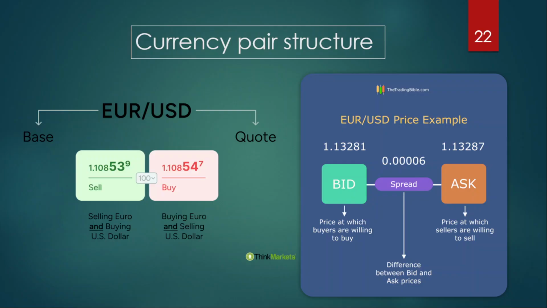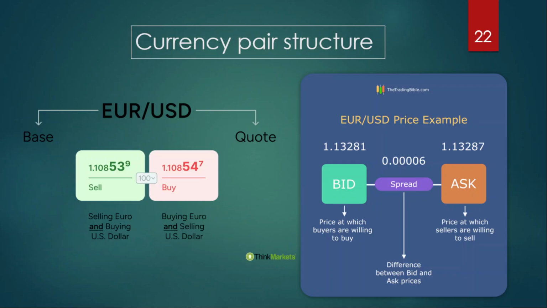These are the important details. When you buy the base currency, you are selling the quote currency. When you sell the base currency, you are buying the quote currency, vice versa. So we said that the difference between the bid and the ask is what is called a spread.